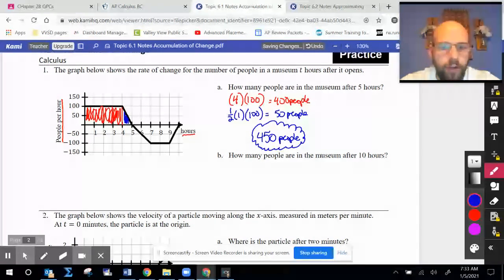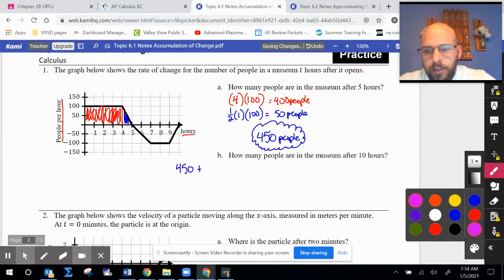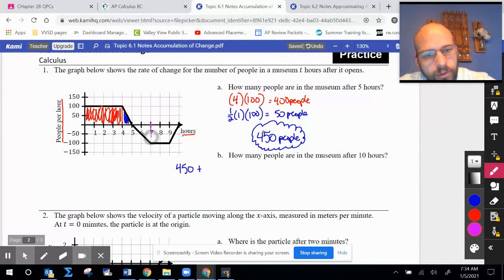Okay. Now, if I do the same thing for 10 hours, I'm going to take this 450 that I already have, and I'm going to add in the next places. Now, I should rephrase that. I'm not really going to add, but I'm going to subtract, right? Because it's below the x-axis. So I'm going to say I have a 1/2, my base is 2, and then my height is going to be a -100, right? We'll simplify at the end here, okay?